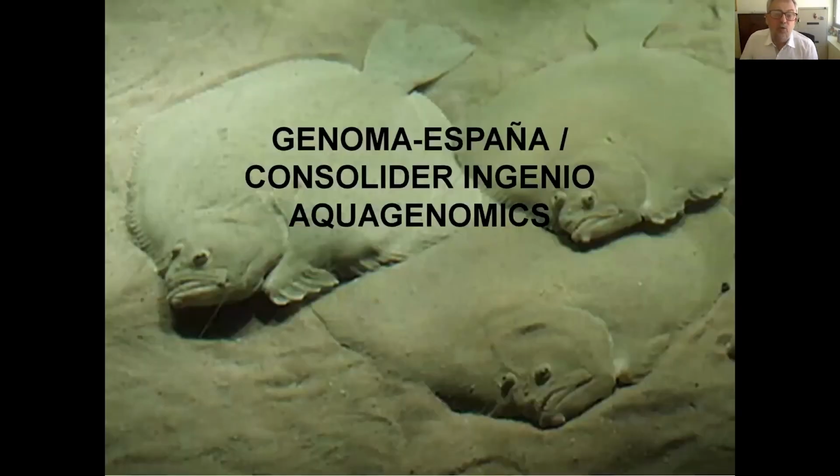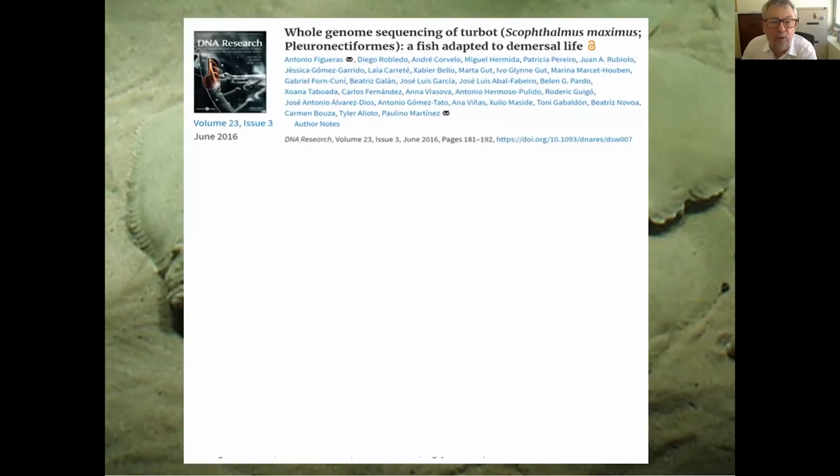So we started to work with genomics, initially in turbot, within the Genome Spain initiative in 2005, and later in the Consolidated Genome Project Aquagenomics, and we released, in collaboration with CNAG and other groups in Spain, the first whole genome sequence of turbot in 2016, which was published in DNA Research.